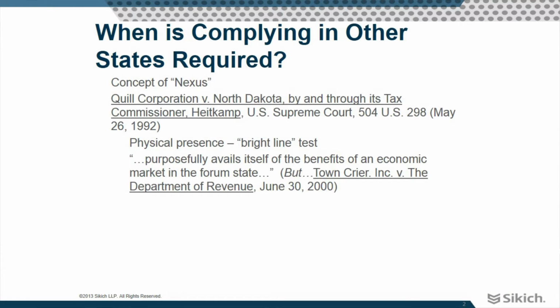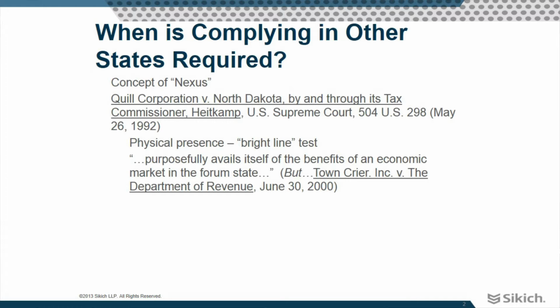One of the most important concepts to examine when looking at if you might have potential liabilities in additional states is the concept of nexus. The leading case in this area is a U.S. Supreme Court case that was handed down in 1992. It's called Quill versus North Dakota. In that case, the Supreme Court reasoned that the Commerce Clause required a bright line test for taxpayers to determine when they owed sales and use tax in a given state. And they determined that this bright line test would be physical presence.